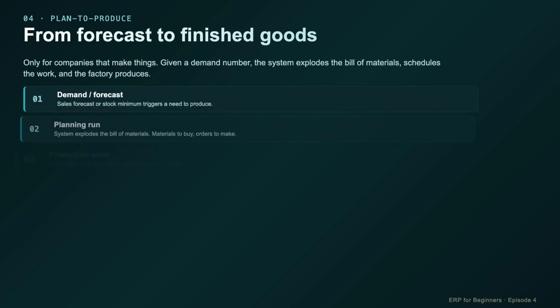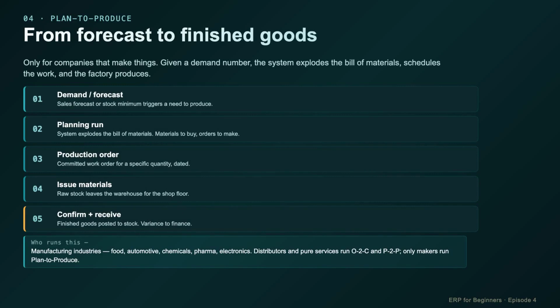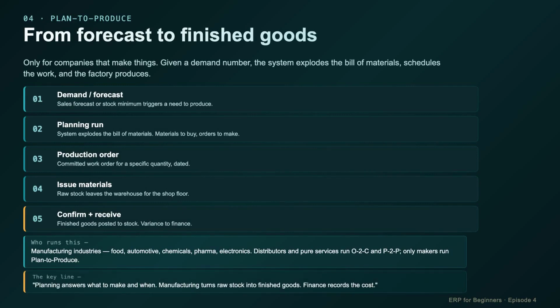Plan to produce, the making loop. Only for companies that actually make things. Distributors and services don't run this.